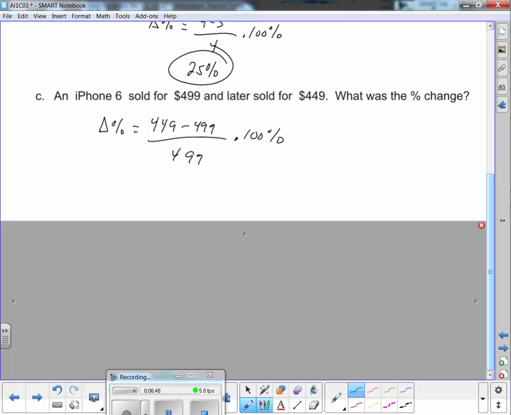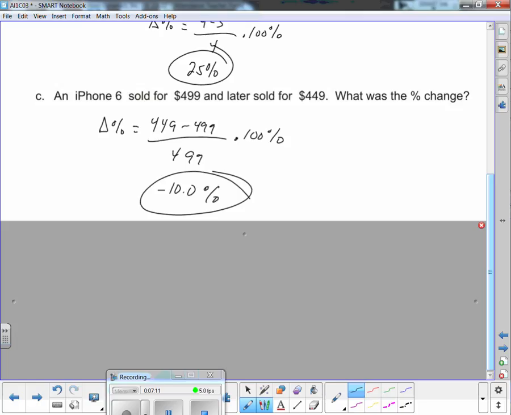Really, what we're asking here is $50 is what percent of 499, right? And the answer is 10%. If you round off, you get 10.0. And again, if you use the positive and negative, you'd get negative 10.0%.